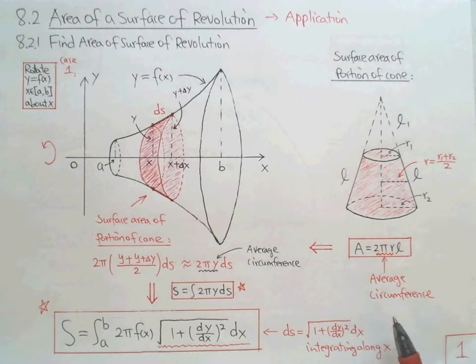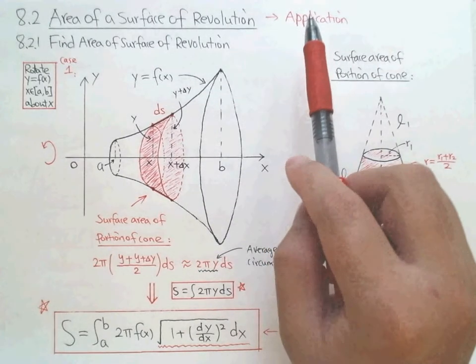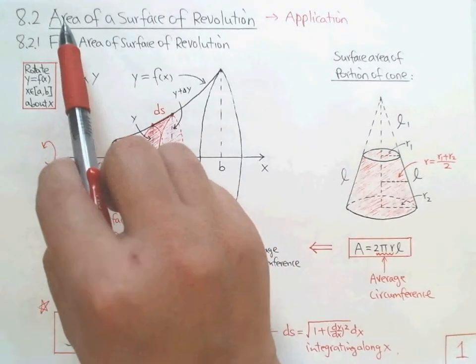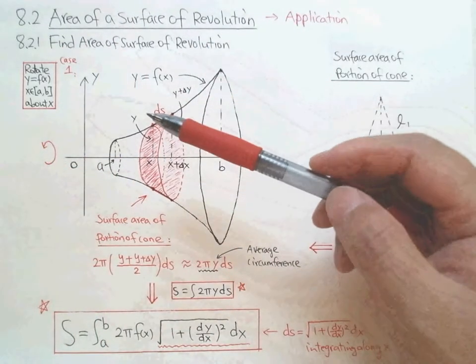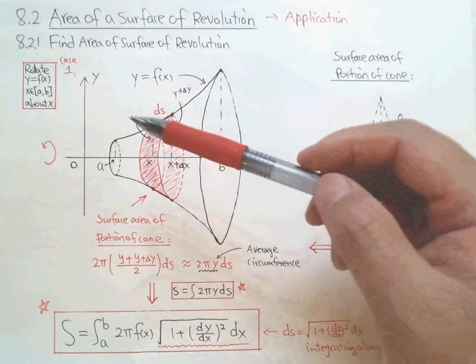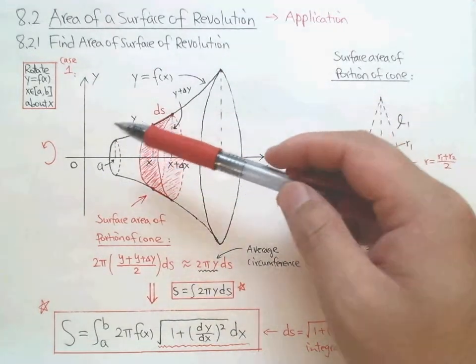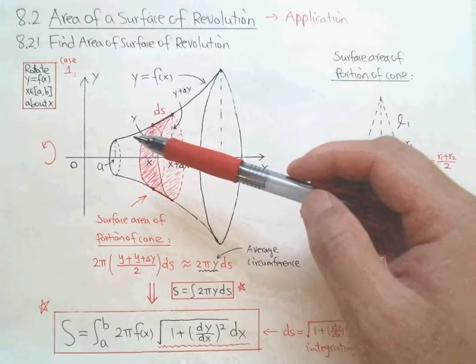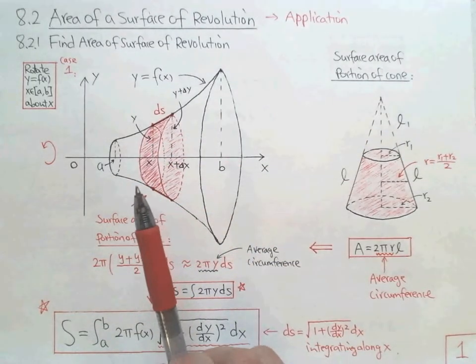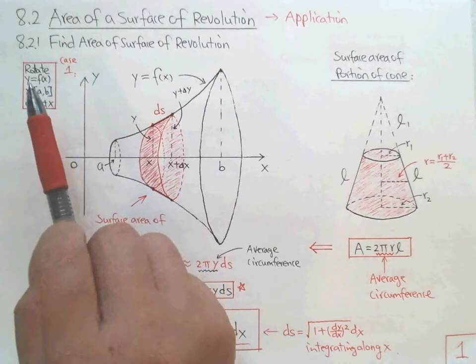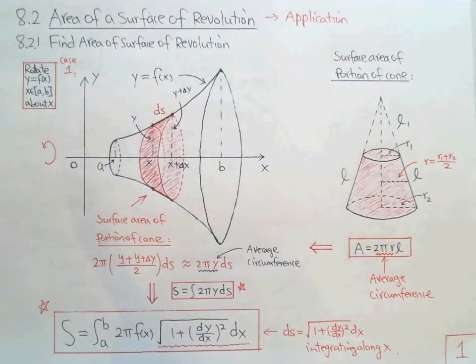In this lecture, we're going to learn an important application for integration, which is to find the area of a surface of revolution. Okay, we learned the volume of a solid of revolution, but we don't know how to find the surface. Later we have four cases, and each is different. So please pay attention to each case.